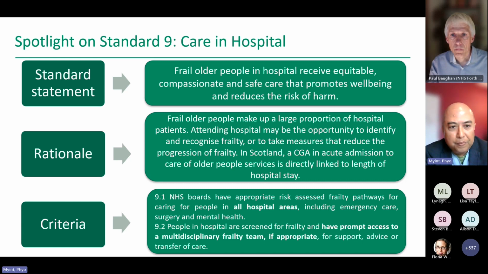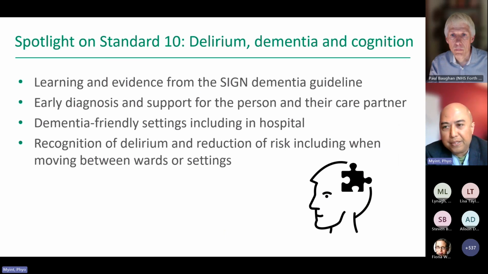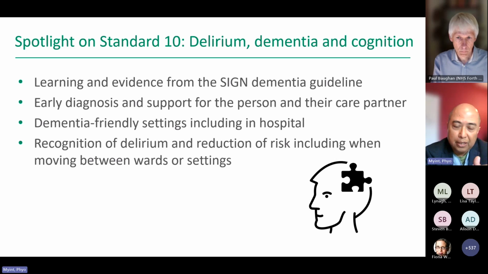So moving on to the next standard, it's about delirium, dementia, and cognition. The development group, when I refer to we, put this as a separate standard because these are important conditions common in older people, and these conditions put them into a much more vulnerable state as well. So they're already frail and older, but if they have these conditions, they are more vulnerable and they will need extra support. And we're very lucky that we have the Scottish Dementia Guidelines, from which we take evidence and learning in this development group work.